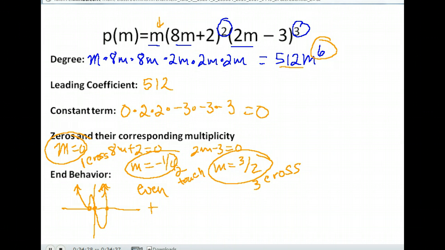Okay, so here are some examples to help you with that first assignment on Unit 4 and help you get acquainted with polynomial functions.